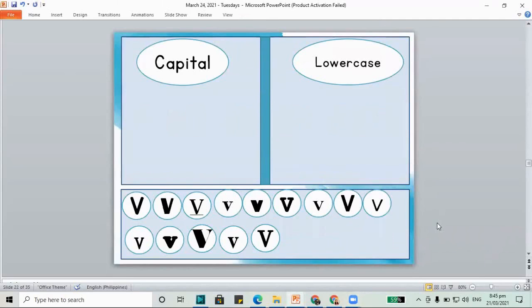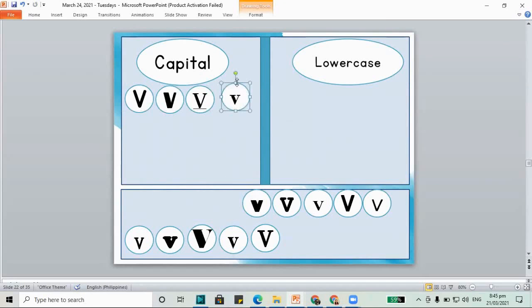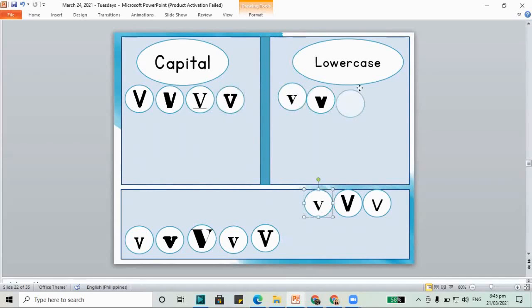Oh, let's sort our letter V's. Remember, we have two kinds of V's, the capital V and the lowercase v, but they have the same sound. V, v. Let's see, this one is capital V, also another capital V. This one is also capital V. And this one, is it capital or lowercase? Oh, this one is small. When it's small, it's lowercase v. This one is also lowercase v. And this one, it's capital. We have lowercase. This one is capital.